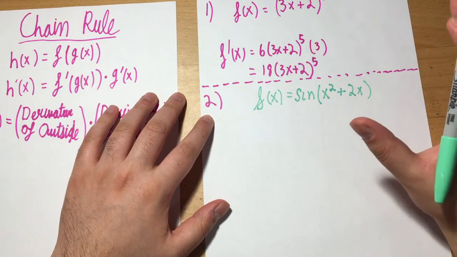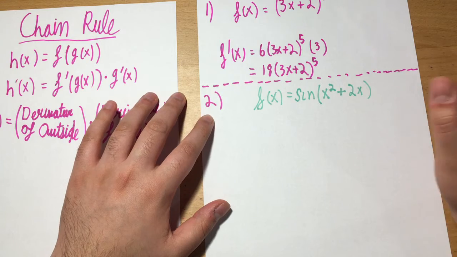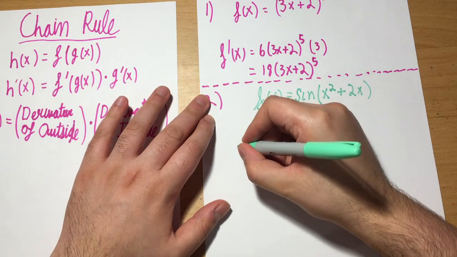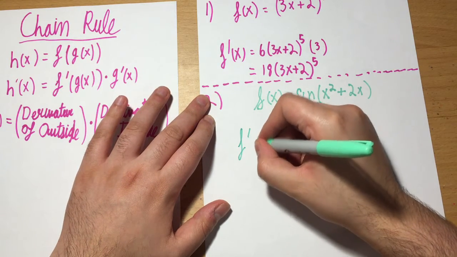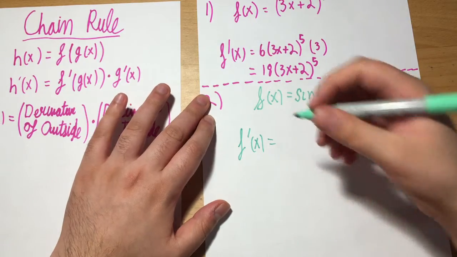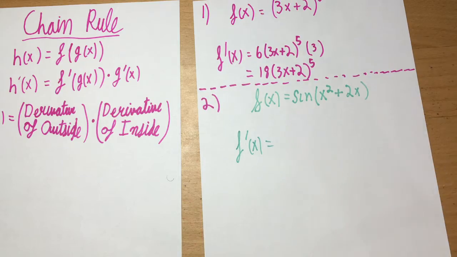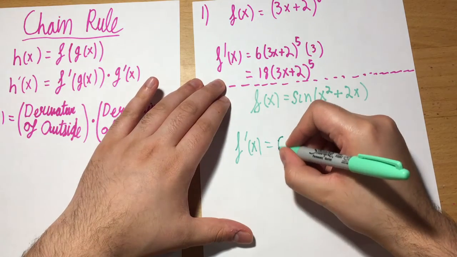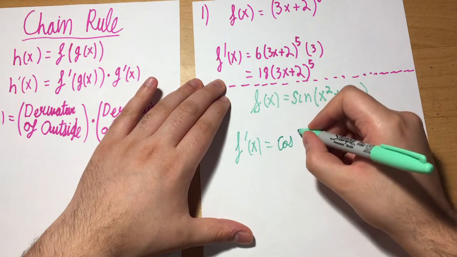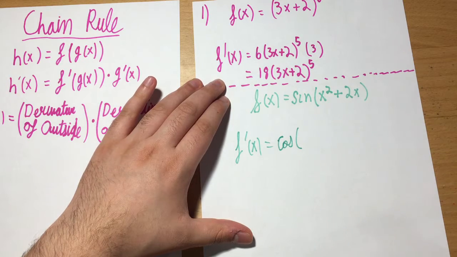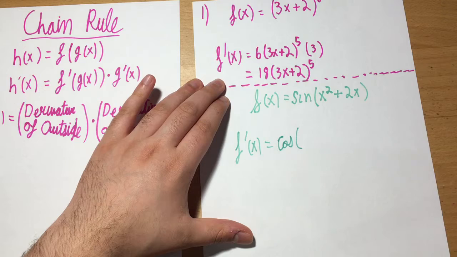Applying it isn't really that difficult. So let's just take its derivative. The derivative of f of x should be the derivative of the outside. Now the outside is sine. Derivative of sine is cosine, and it's only cosine of x, but here we have an x squared plus 2, which needs to remain x squared plus 2.